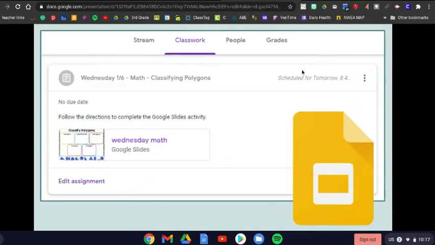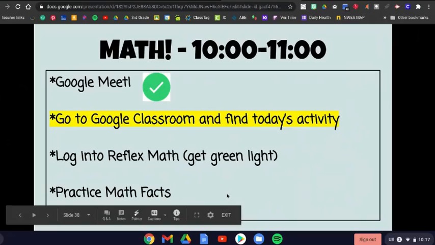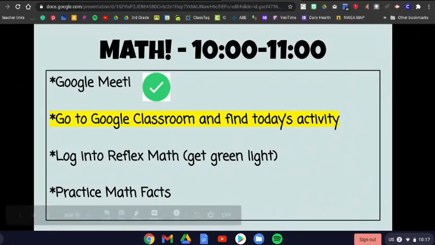When you're done with both of those slides, you are finished with math for the first activity. Then you are logging on to Reflex to get your green lights. Math block ends at 11 o'clock. So with your extra time, you're practicing math facts. You can go to Reflex and Prodigy, but you must put first things first. Don't leave the meet. I'm going to stop recording our math video, and we're going to talk about our afternoon.